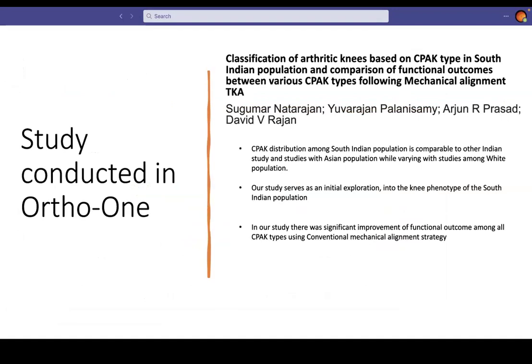So the concept of CPAC classification is that we have to identify the CPAC type of each knee, and we have to restore the patient-specific alignment. In Ortho 1, we did a study where we classified the arthritic knees based on CPAC type in South Indian population and compared the functional outcome between the various CPAC types following mechanical alignment. Our study served as an initial exploration into the knee phenotype of the South Indian population. And in our study, there was no significant improvement of functional outcome among all CPAC types using conventional mechanical alignment strategy.